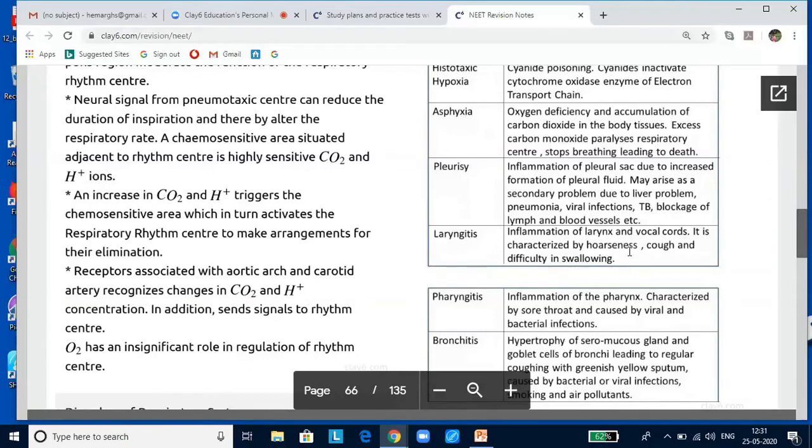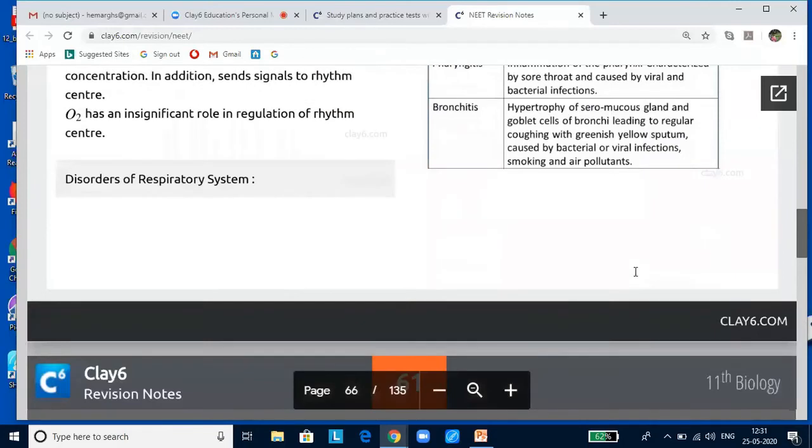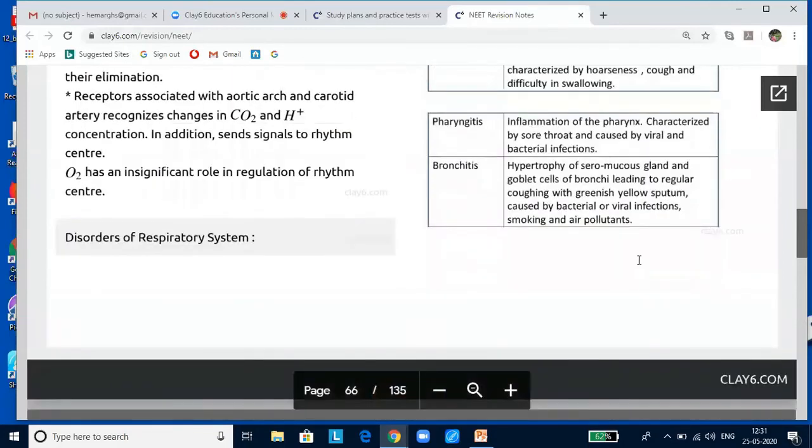Laryngitis, it is inflammation of larynx and vocal cords. It is characterized by hoarseness, cough, and difficulty in swallowing. Pharyngitis is inflammation of the pharynx. It is characterized by sore throat and caused by viral and bacterial infections. Bronchitis, hypertrophy of the pseudomucous gland and goblet cells of bronchi, which results in regular coughing with greenish yellow sputum. It is also caused by bacterial or viral infections, smoking, and air pollutants.